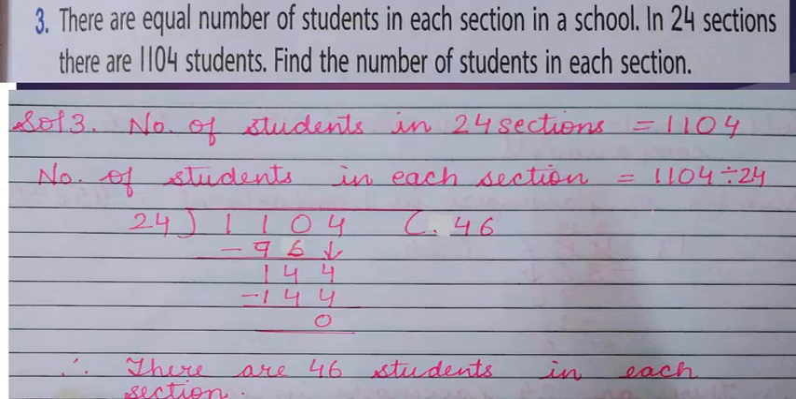There are an equal number of students in each section in a school. Okay, it is also a situation about a school. They are simply saying that in a school in each section there are an equal number of students, right? And in 24 sections, meaning 24 sections they are telling you, and these are the total number of students. Now they are asking to find out the number of students in each section. See, you are getting the hint here, each. They want to know the number of students in each section. So of course you will divide.